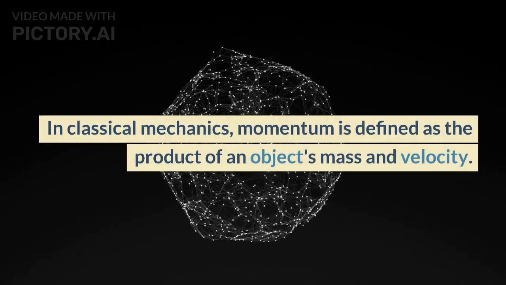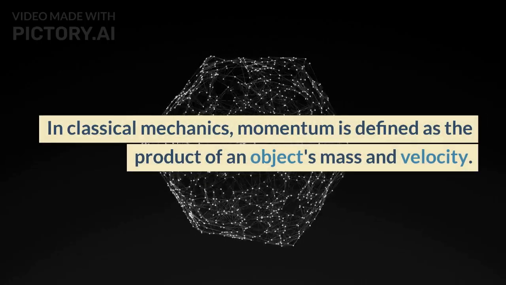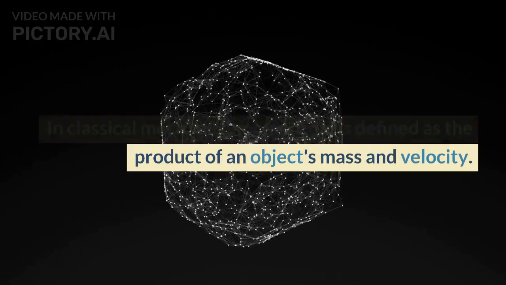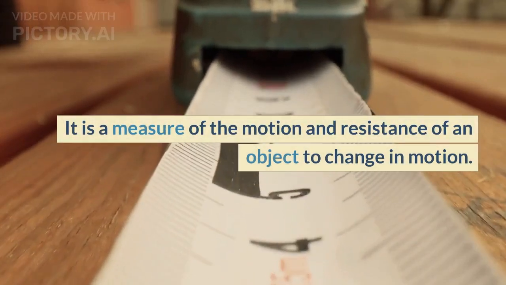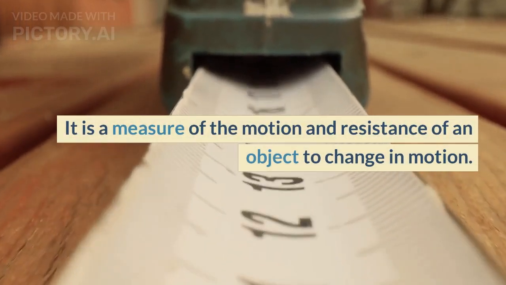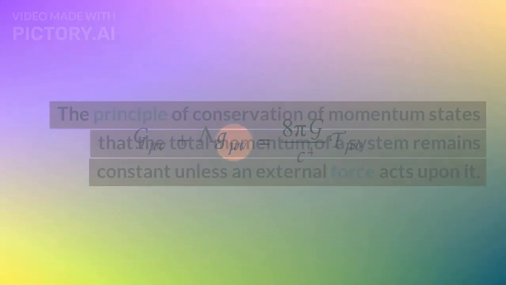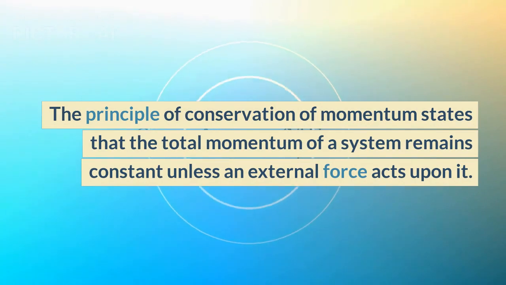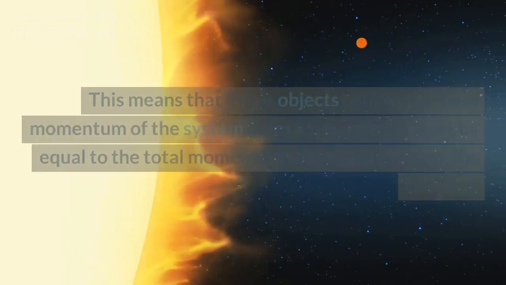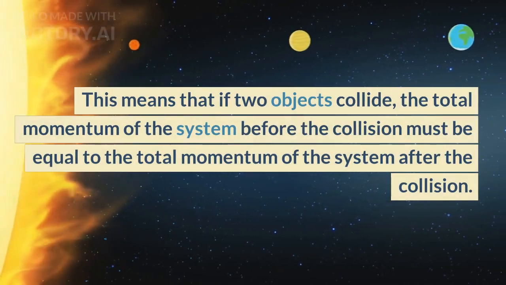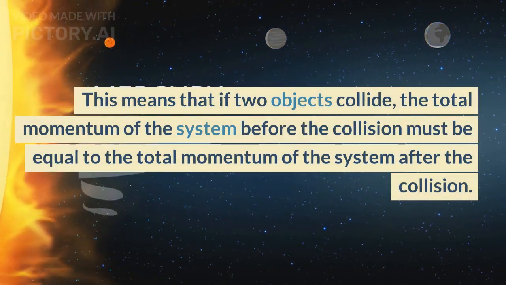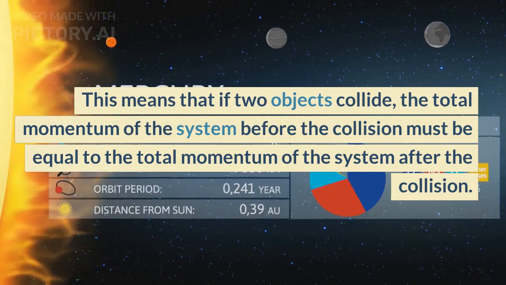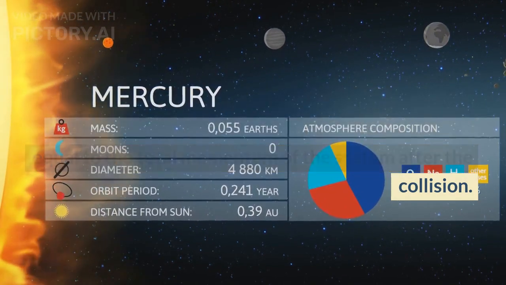In classical mechanics, momentum is defined as the product of an object's mass and velocity. It is a measure of the motion and resistance of an object to change in motion. The principle of conservation of momentum states that the total momentum of a system remains constant unless an external force acts upon it. This means that if two objects collide, the total momentum of the system before the collision must be equal to the total momentum of the system after the collision.